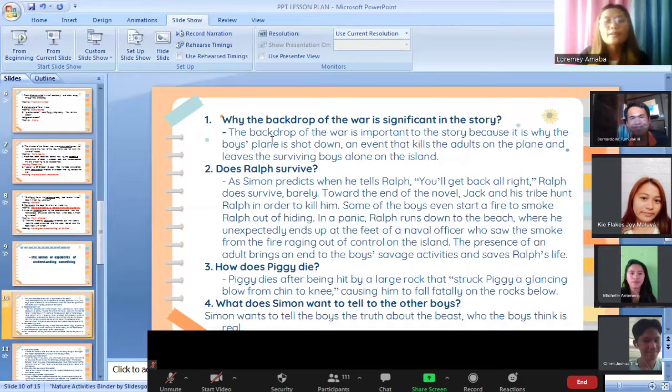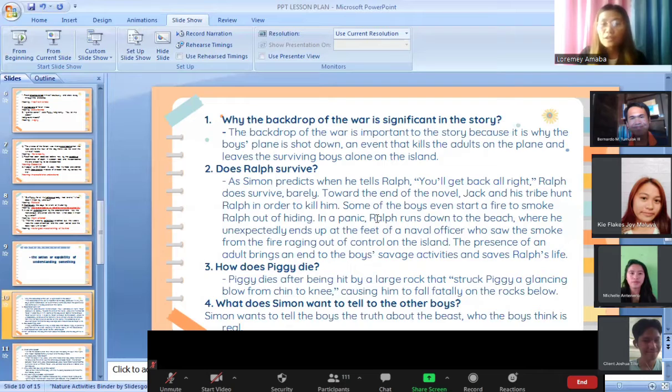So number one, why is the backdrop of the war significant to the story? Yes, it is very important because it is why the boys' plane is shot down, an event that kills the adults on the plane and leaves the surviving boys alone on the island. Number two question, does Ralph survive? I explained earlier that Ralph survived.